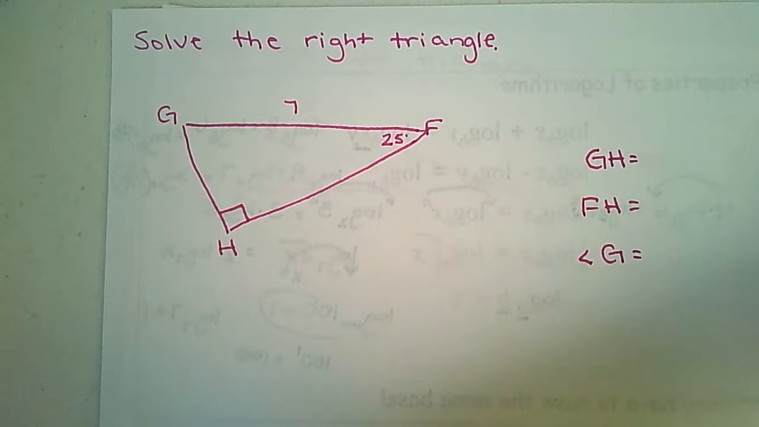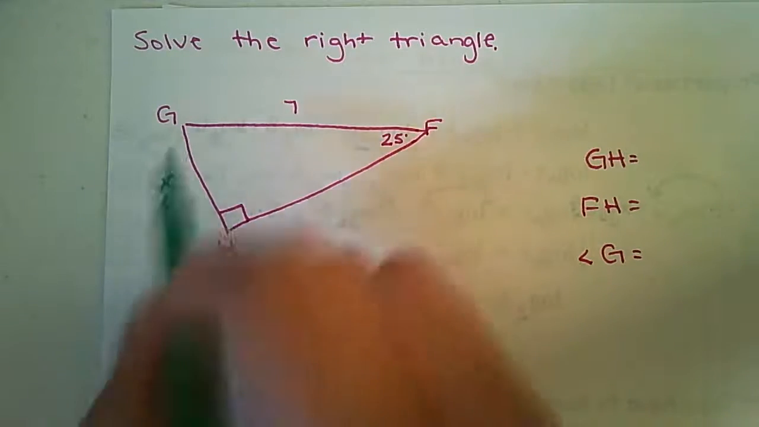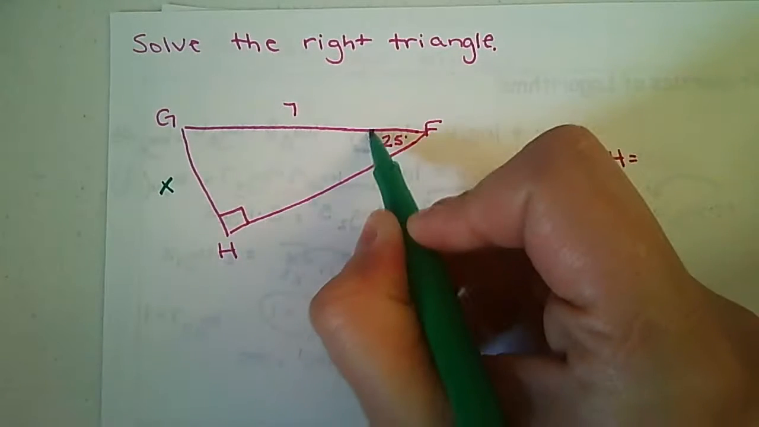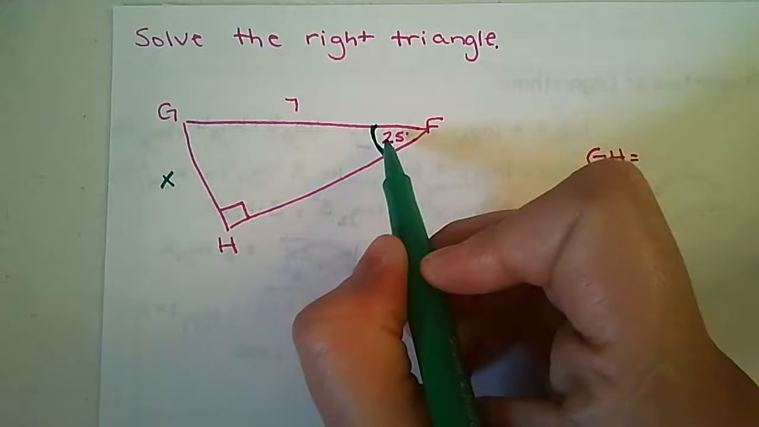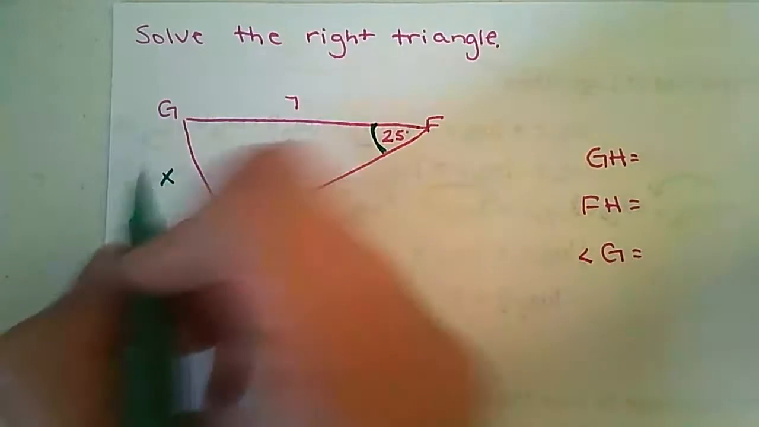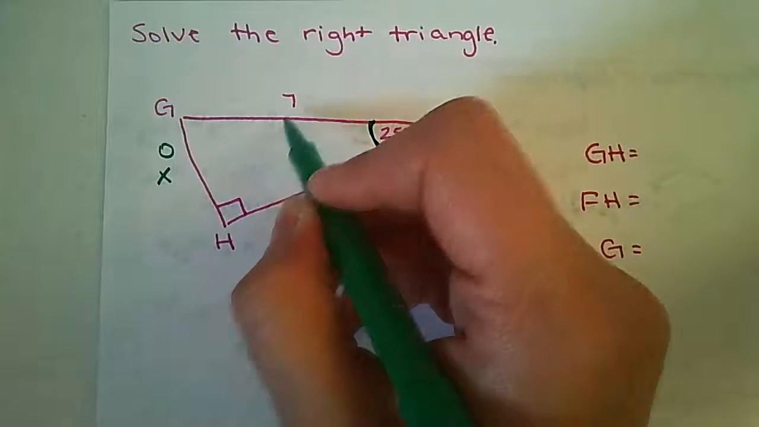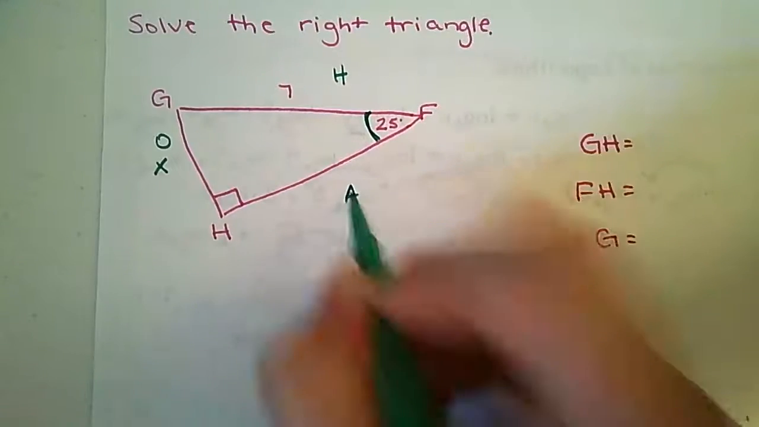So I've got to find it. I don't know what it is yet, so I'm going to call it X. So I labeled side GH X. That's what I'm going to find first. Now, this is the angle that they give us, so this is the angle we're going to use. And according to that angle, if I think of my O, my A, my H, the side across from my angle is always my opposite. So this is going to be my O. The side across from the right angle is always the hypotenuse. And the one that's left over is our adjacent.